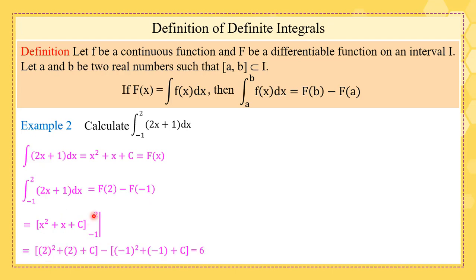First step, we evaluate 2 here. Second step, we evaluate minus 1 here. We get 2 squared plus 2 plus c minus, 1 squared plus minus 1 plus c, equal to 6.